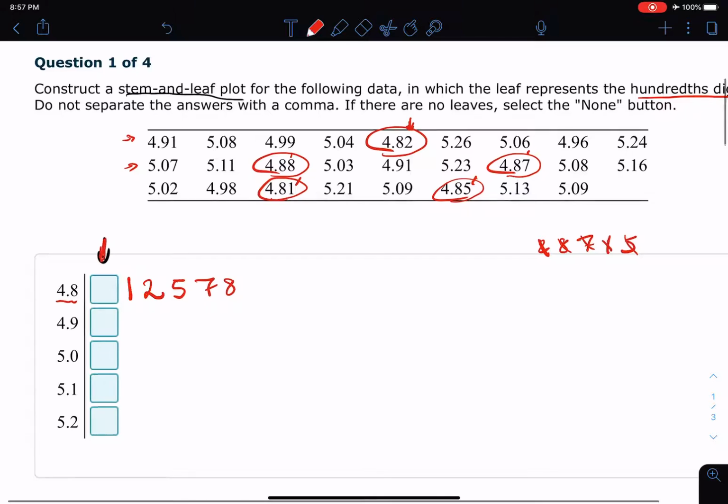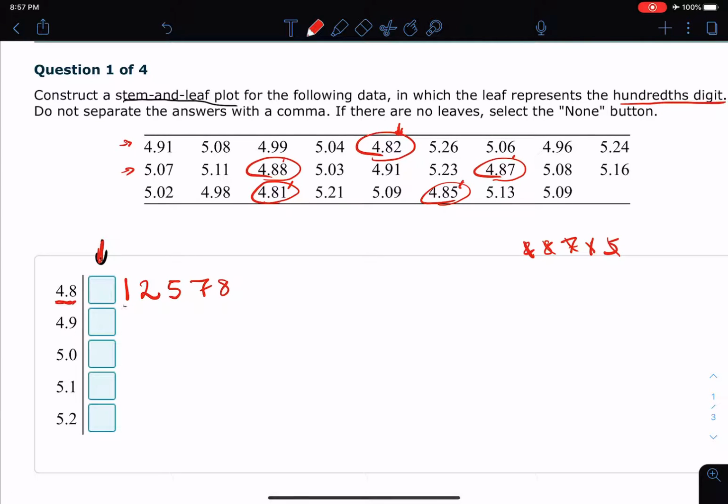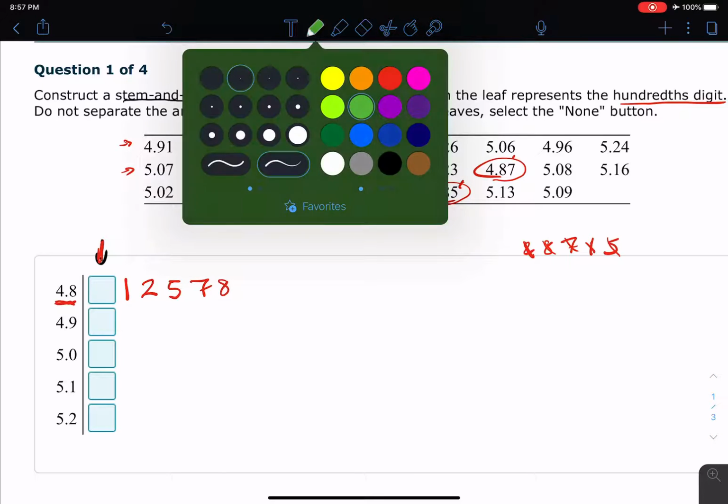And of course, you could read this as 4.81, 4.82. And it just helps us to organize our data. And for instance, if we want to do some things like finding the median, which we have to order the data from smallest to largest. Let's go to our next one, and I'll go ahead and do that in green.